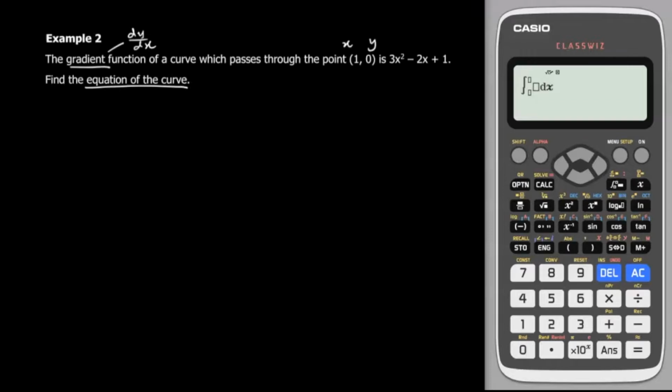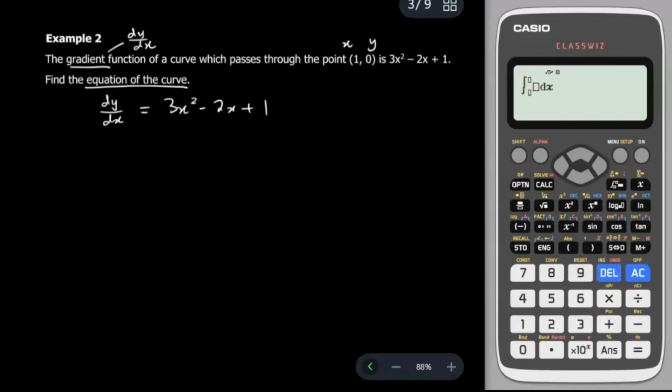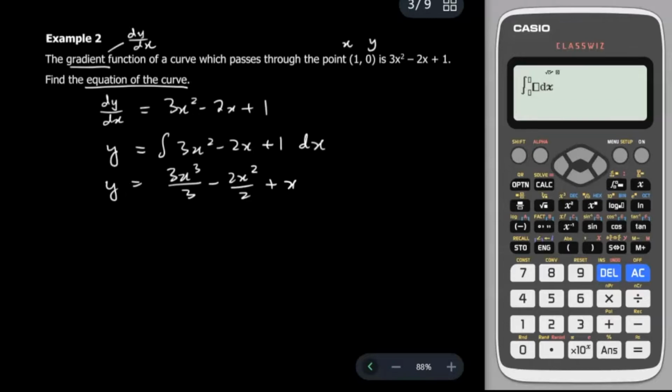So it's given dy dx. So dy dx is equals to 3x squared minus 2x plus 1. So in order to find y, we have to integrate. So we integrate 3x squared minus 2x plus 1 dx. Okay, so now we integrate term by term. So we become 3x cubed over 3 minus 2x squared over 2 plus x plus c. Okay, so now we simplify this. We can cancel off the 3 and 3, 2 and 2. So y is equals to x cubed minus x squared plus x plus c.